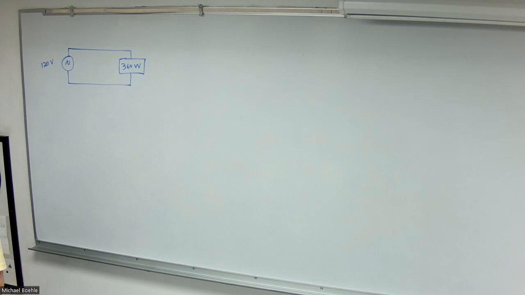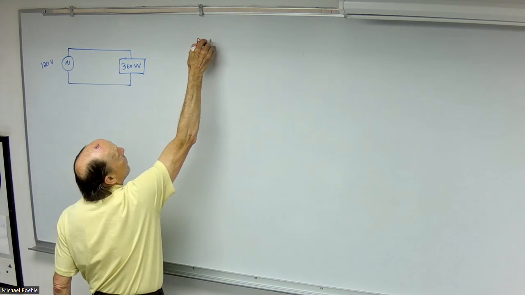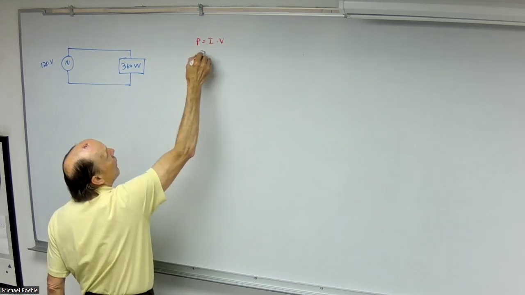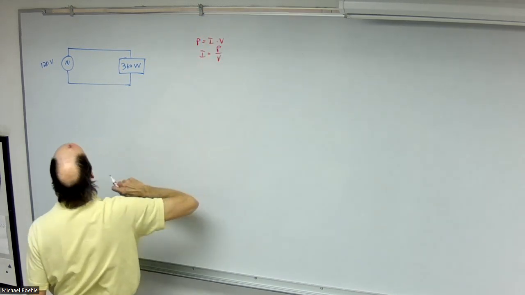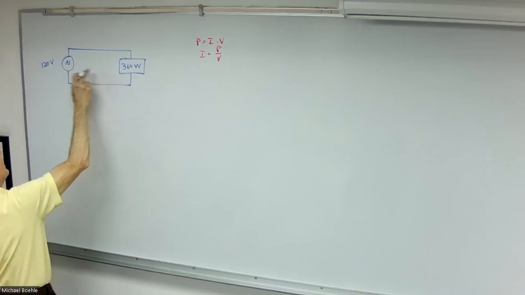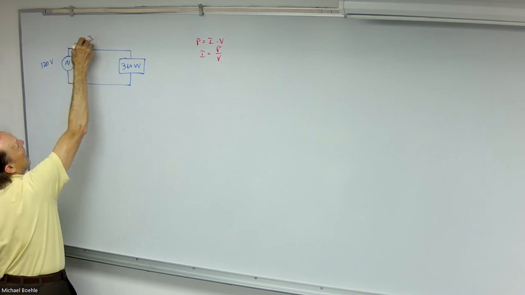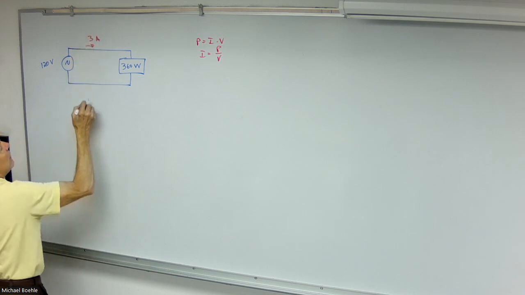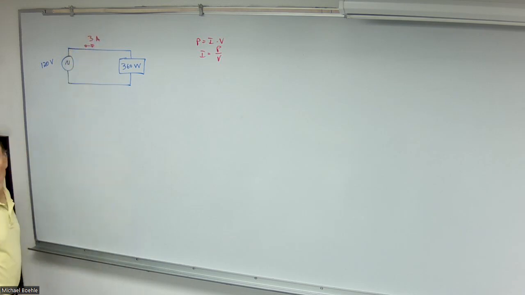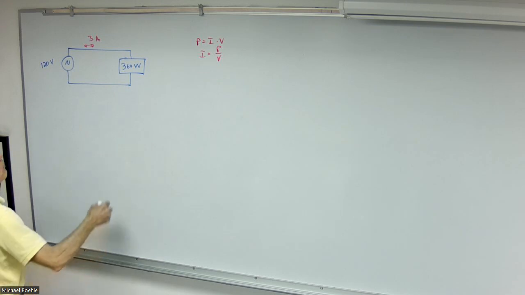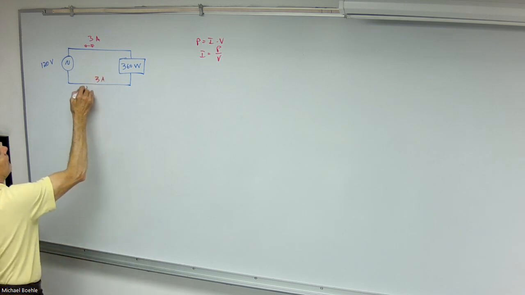Now, for this simple circuit, we know that power is equal to current times voltage, which means current will be power divided by voltage. So if I take 360 watts divided by 120 volts, that means that I have 3 amps here. Now, I'll put the arrows both ways because it is easy. And I also have 3 amps down that wire too.